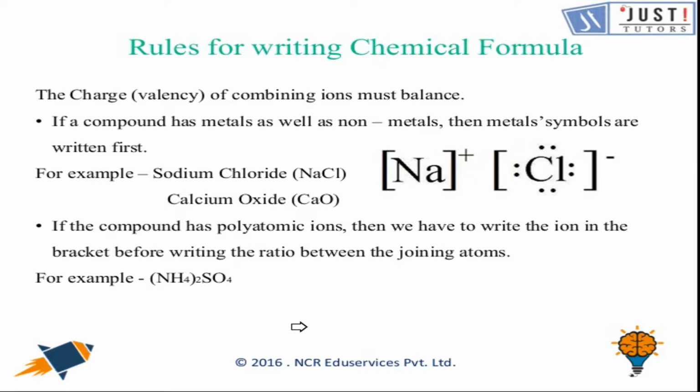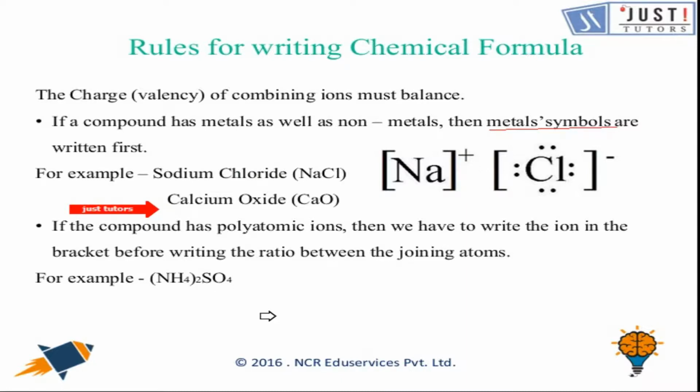Proceeding further, we have rules for writing a chemical formula. The charge of the combining ions must balance. If a compound has metals as well as non-metals, then the metal symbols are written first. This is an important thing to remember while writing a chemical formula: metals will be written first and then non-metals will come. We have an example, sodium chloride, where we have two elements, sodium and chlorine. Similarly, we have calcium oxide, where we have two elements, calcium and oxygen.